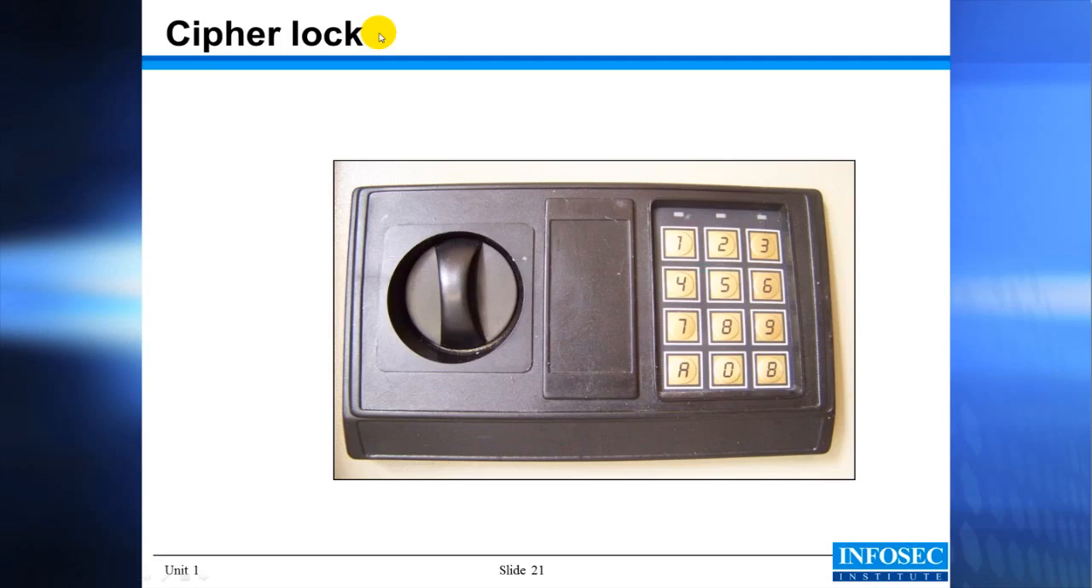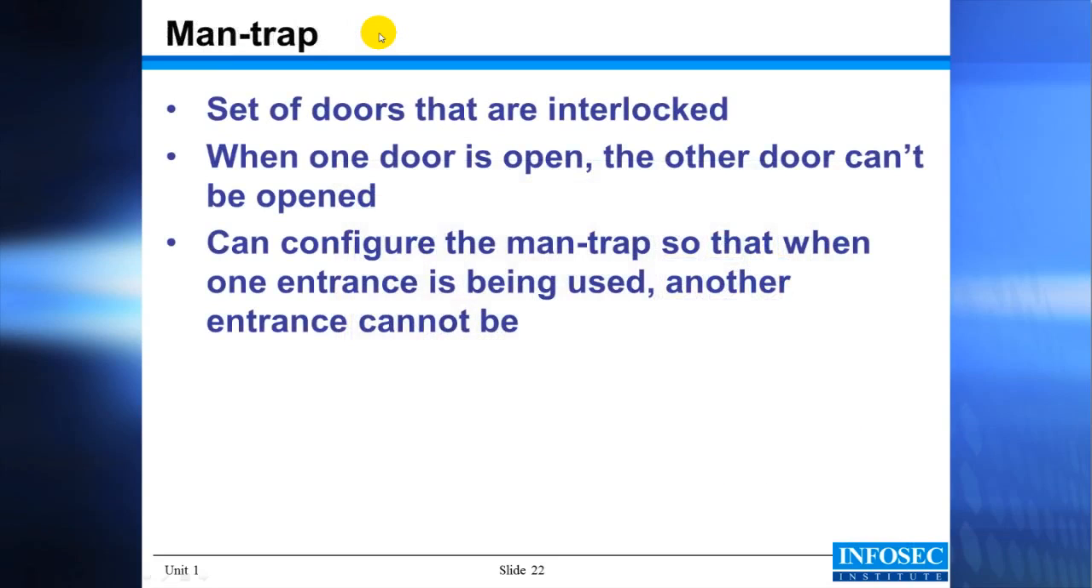If an authorized user is forced at gunpoint, for example, to enter a code to open the door, they can enter a set of numbers that will generate an alarm. This is, again, called a hostage alarm. A man trap is two doors that work together, and the only common feature in every man trap is that both doors cannot be open at the same time. It's either one or the other, but never both.